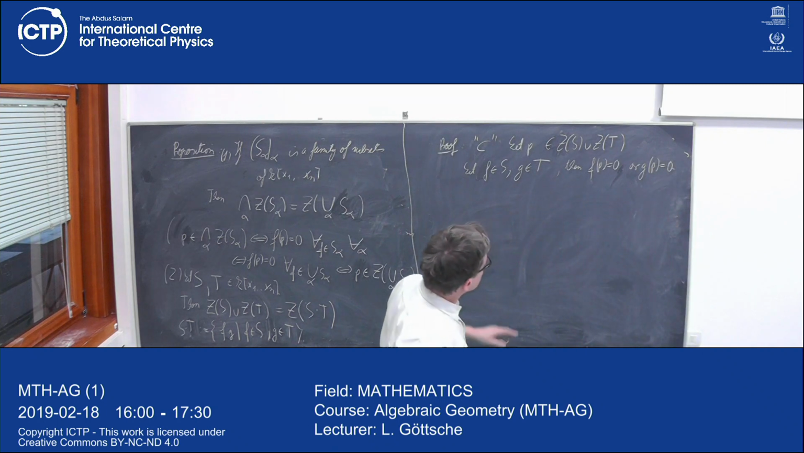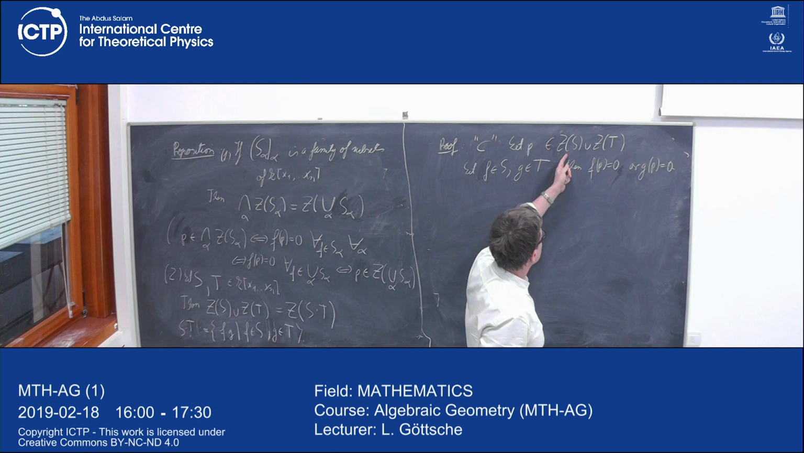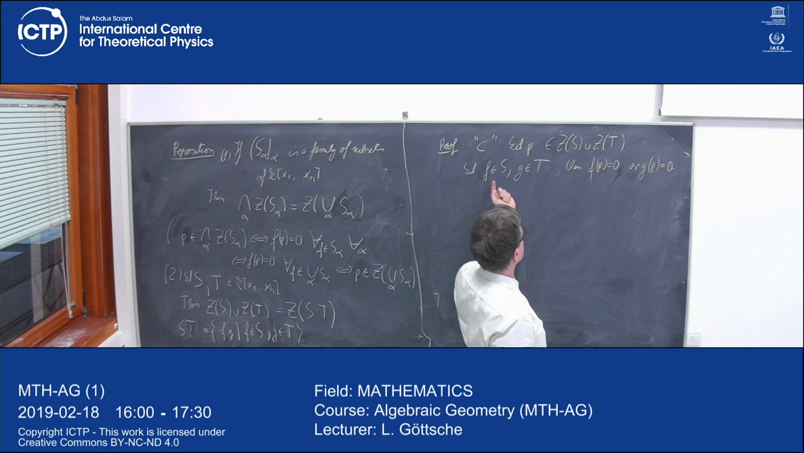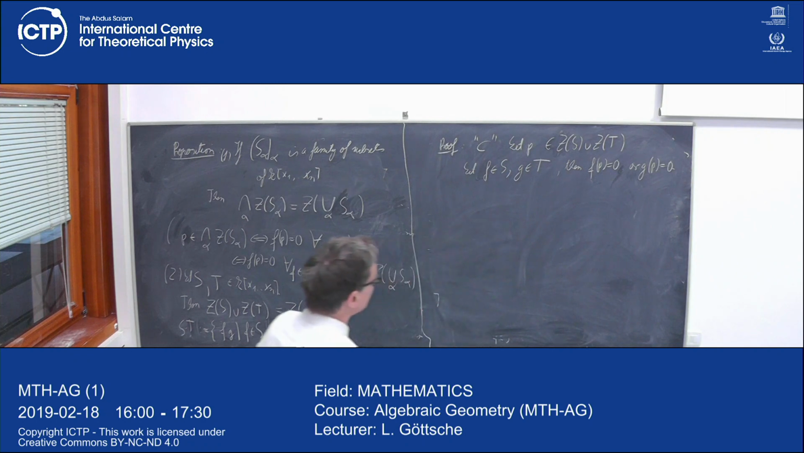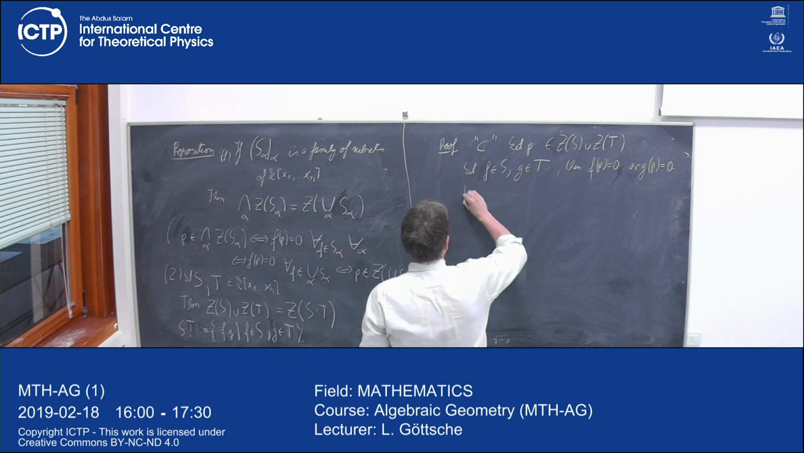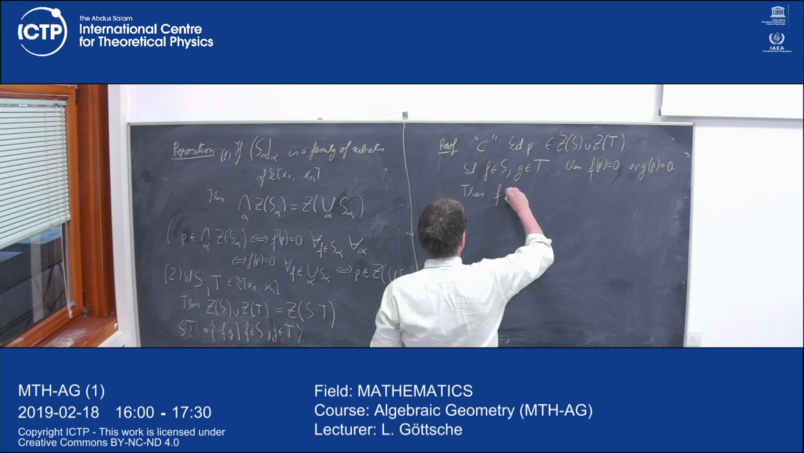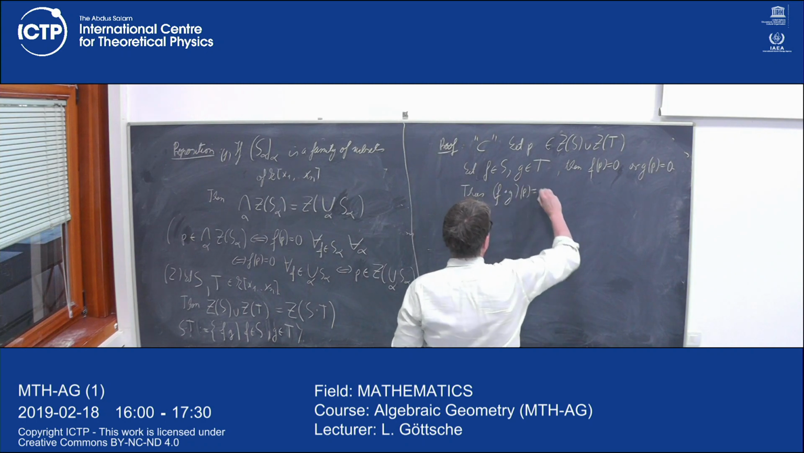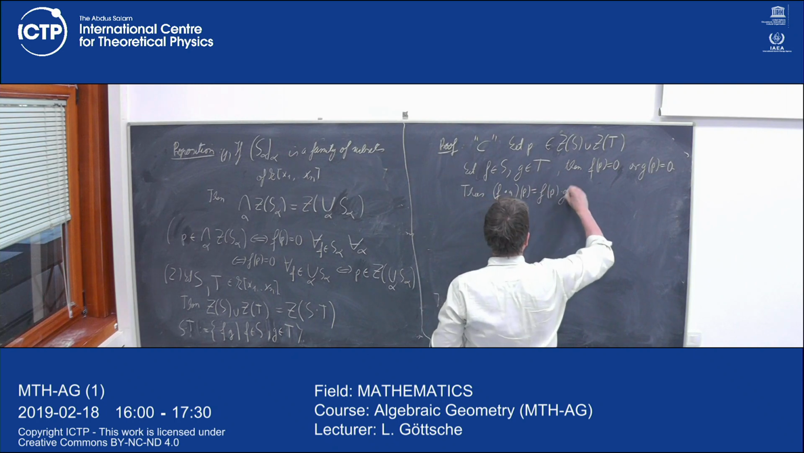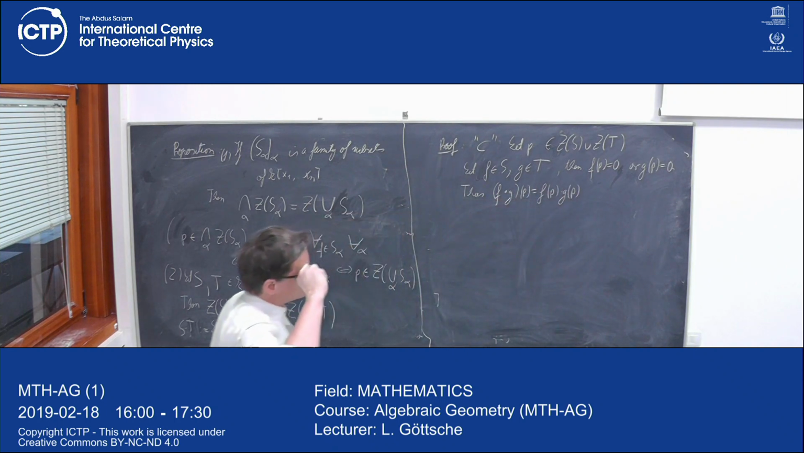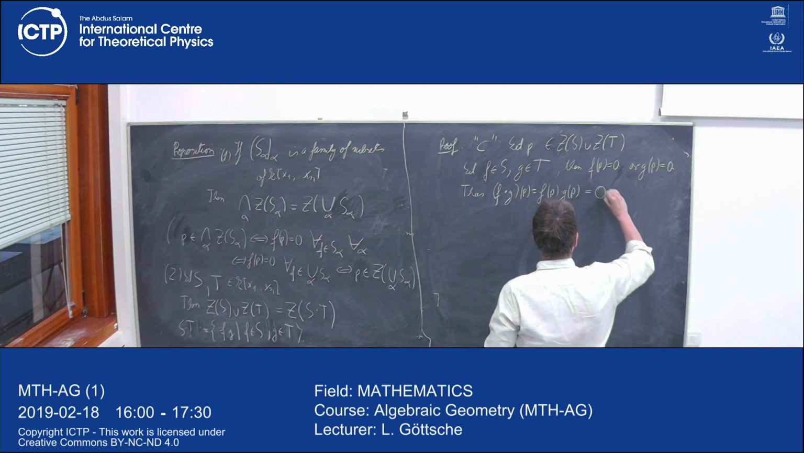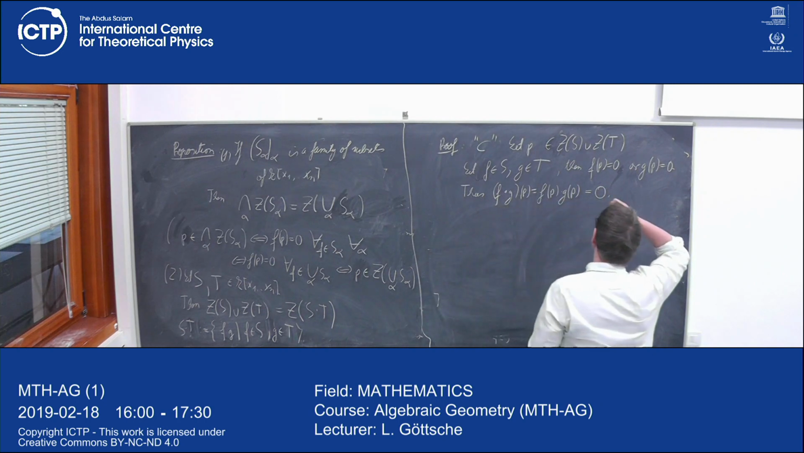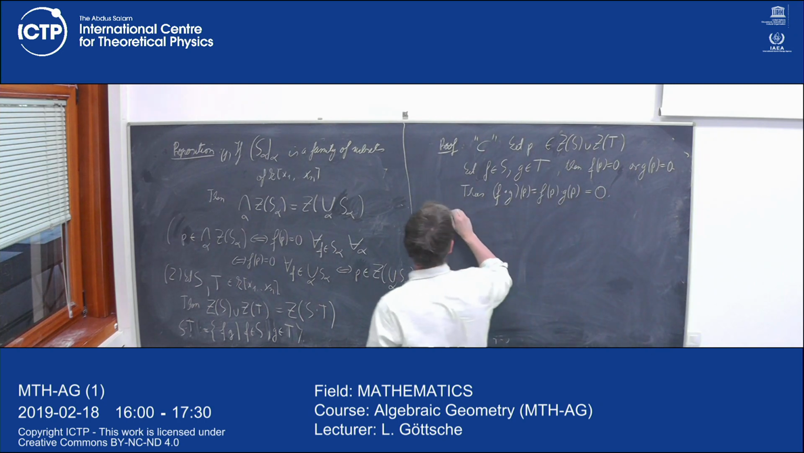Because P must be either in Z of S or in Z of T. So if it's in Z of S, then f of P is equal to 0 for all f in S, in particular for this one, and in the other case you get the other. Thus, if I take f times g of P, this is just f of P times g of P. That's how multiplication in polynomial rings is defined, so this is equal to 0. Okay, and so this is this direction, and now the other one.